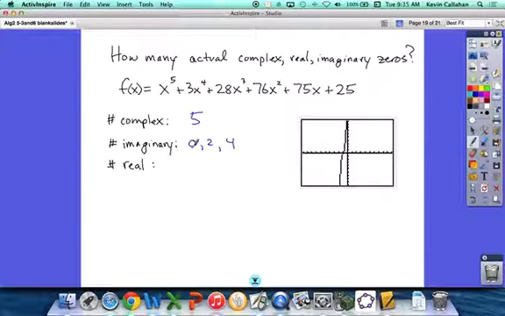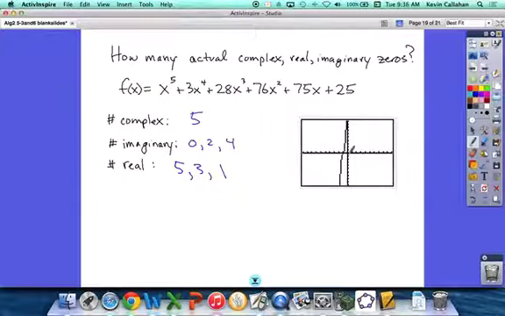If there were 0, then how many real numbers would there be? There would be 5, right? If there was 2 imaginary, then there would be 3. If there was 4 imaginary, then there would be 1. Okay. In fact, this is the graph of this one.